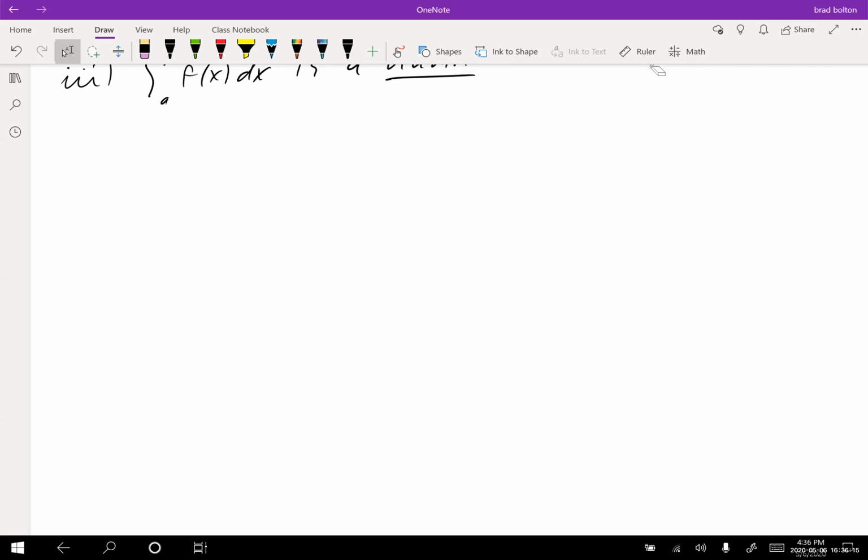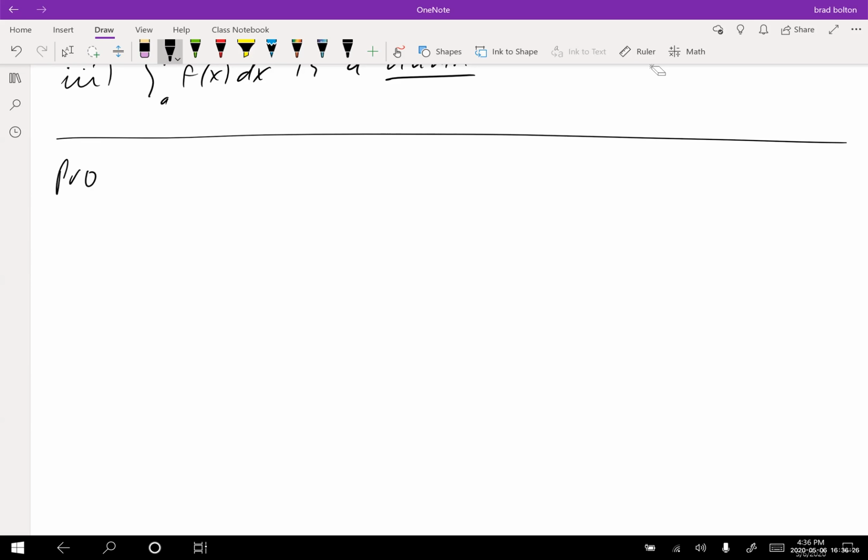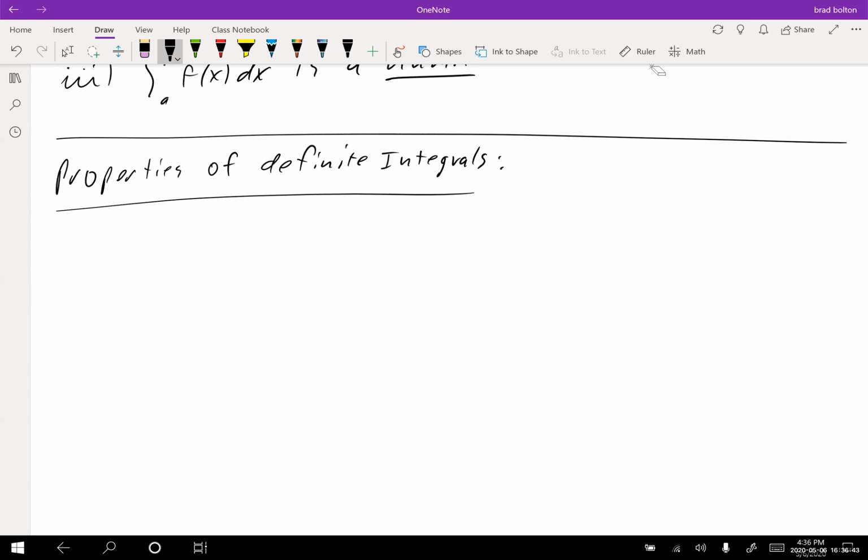Okay, so I want to give you guys a little bit on properties of definite integrals. So I'm going to give you guys a little bit of a list. This is also in your book as well. So properties of definite integrals. Sorry, you guys, I'm trying to think about the problem that's coming, and it sometimes causes me to write things bad. Okay, so we have some properties.